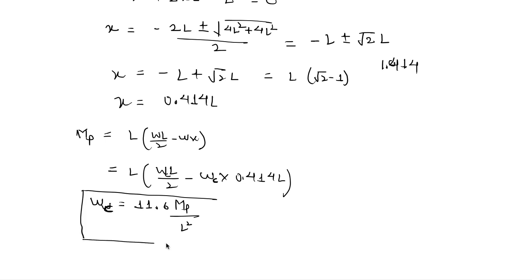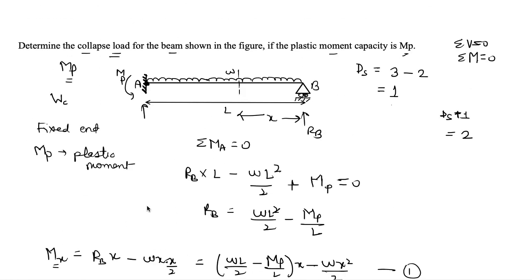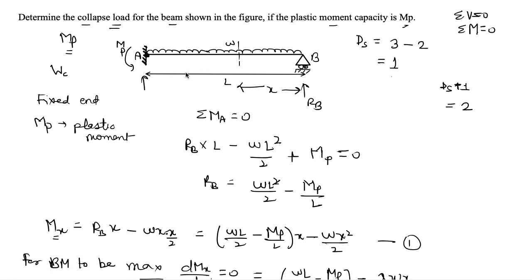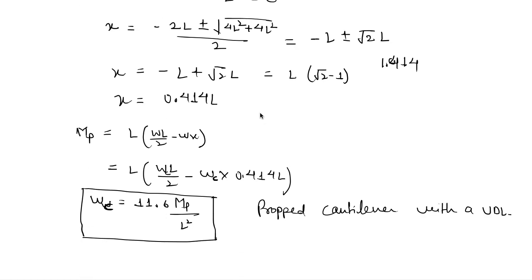So that is the required value of collapse load for a propped cantilever with a UDL. So you should remember that if we have a propped cantilever with a UDL, then in that case we cannot say that the hinge will simply form at L by 2. That's not true. We have to first find out the location of maximum bending moment, and with that condition we have to find out the collapse load here.